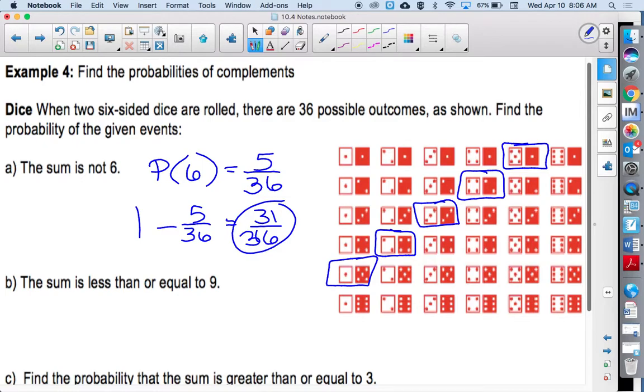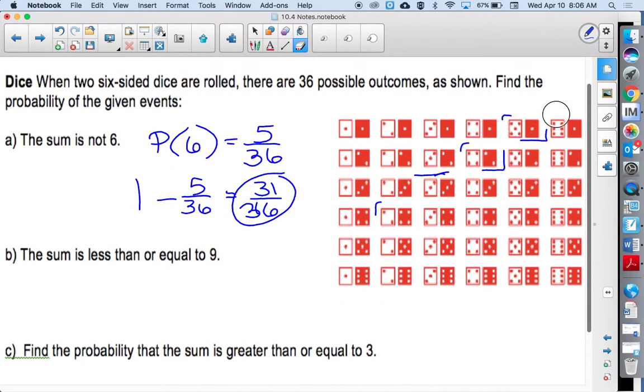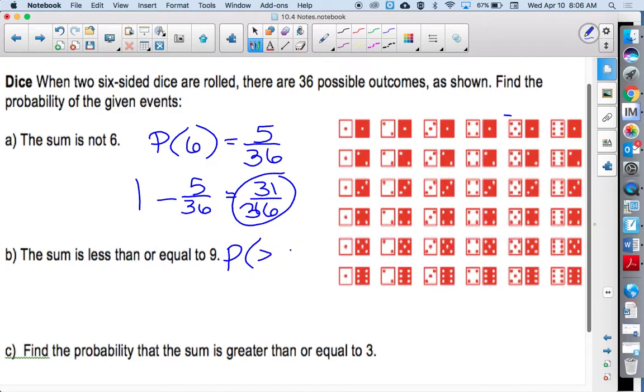So if you look at the next one, it says the sum is less than or equal to 9. So it's probably easier to find the sum being greater than 9 because there are less options. So I'm trying to get you to think about complements. So look at all of the pairs of dice. How many of them have a sum greater than 9? Because that's the opposite of less than or equal to 9.